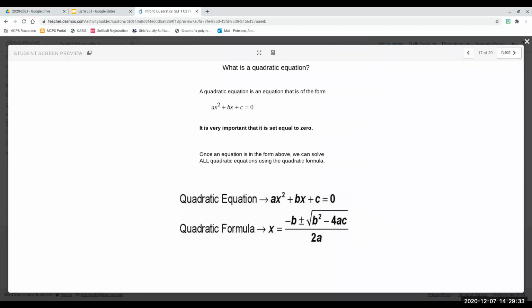So a quadratic equation, like we talked about in the first slide, is a times x squared plus bx plus c equals 0. The most important part of it is the fact that it needs to be equal to 0. Once an equation is in that form, we can solve all quadratic equations using the quadratic formula below. So x equals negative b plus or minus the square root of b squared minus 4ac all over 2a. That's the quadratic formula. And we use the a, b, and c values from our quadratic expression in our equation to plug into the quadratic formula.